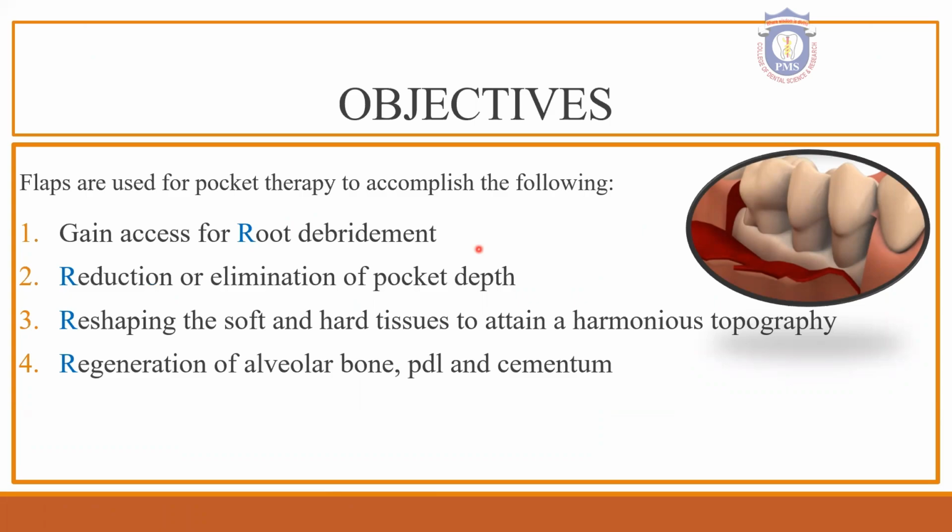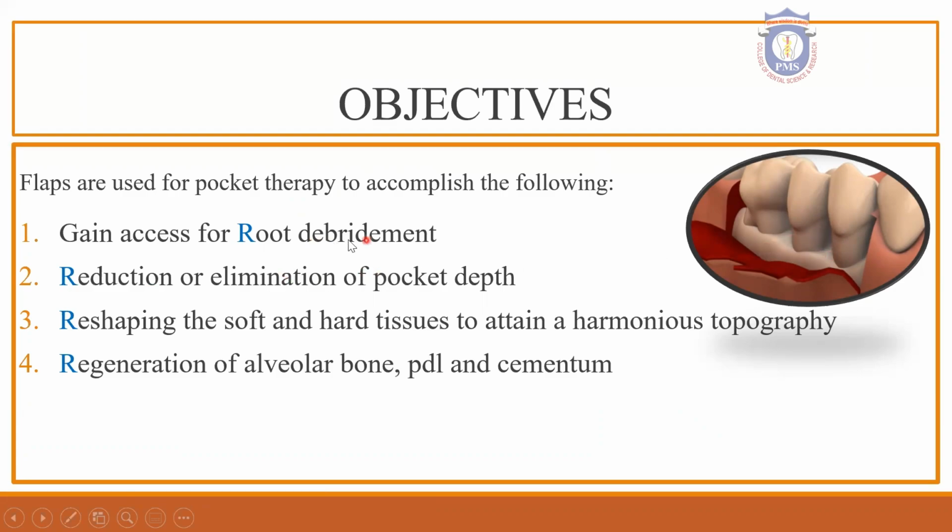Periodontal flap surgery is one of the most commonly done surgical procedures in perio. So it's mainly done for pocket elimination. There is pocket therapy, and these are the objectives of periodontal flap surgery. You can easily remember the main objectives, which all start with the letter R. So for easy remembrance, it gives access to root debridement. You can get access to the root surface so that you can properly debride the root surface.